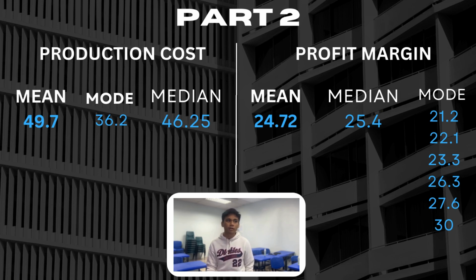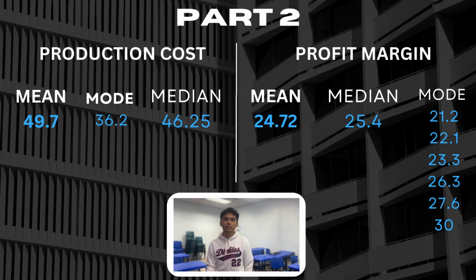Next is mode. Mode is the most frequently occurring value in the data set. The mode for production cost is only one, which is 36.2, while profit margins had 7: 21.2, 22.1, 23.3, 26.3, 27.6, and the last one is 30.